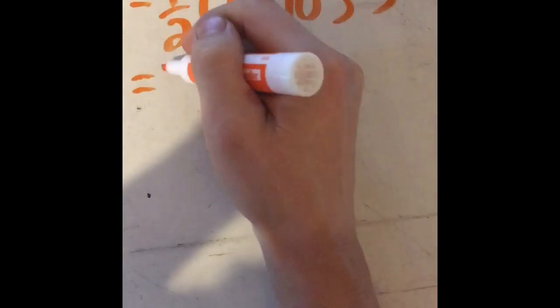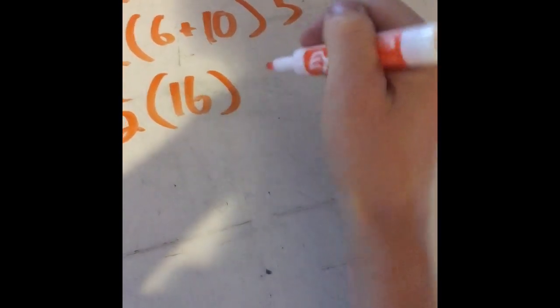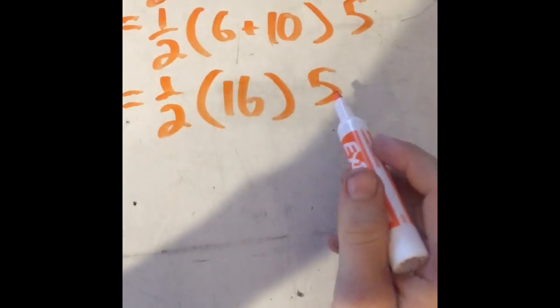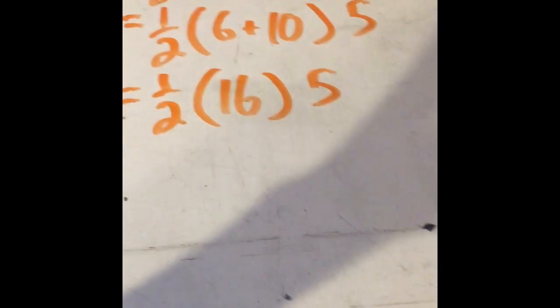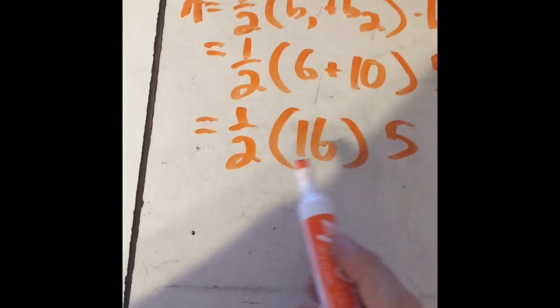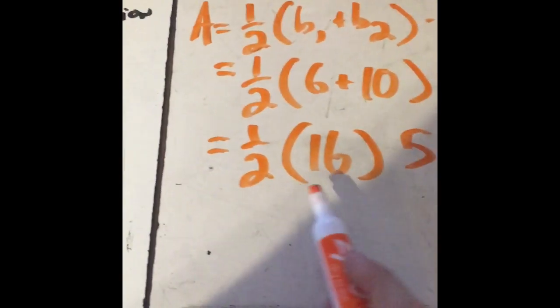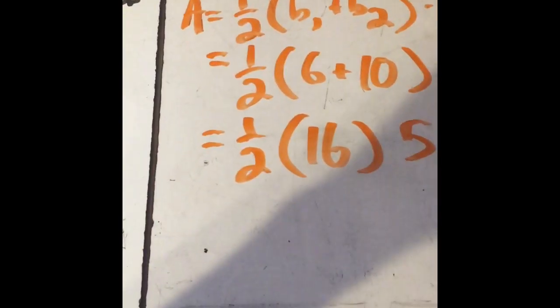Let's walk through the math again. 1/2, 6 plus 10 is 16, and 5 is here. 16 times 5 is not impossible for you to do in your heads. It's 80, and then we take 1/2 of that, so that's 40. The easier way would be, because multiplication doesn't matter what order I do it in, 1/2 times 16 is 8. 8 times 5 is 40.